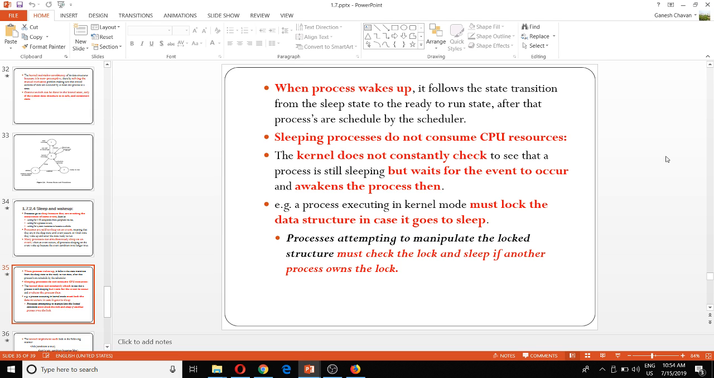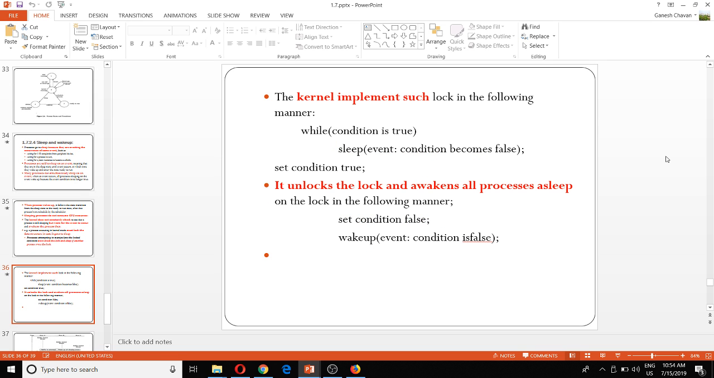For example, a process executing in kernel mode must lock a data structure in case it goes to sleep. Processes attempting to manipulate the locked structure must check the lock and sleep if another process owns the lock. The kernel implements such a lock in the following manner: while condition is true, sleep (event condition becomes false); set condition true. It unlocks the lock and awakens all processes asleep on the lock in the following manner: set condition false, wake up (event condition false).